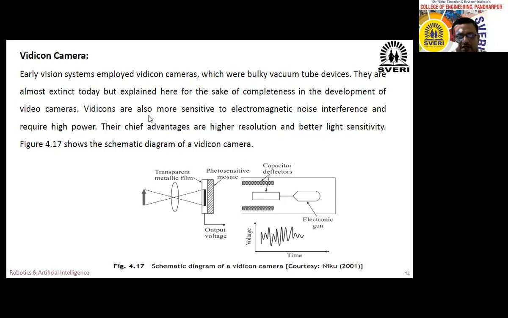Vidicons are also more sensitive to electromagnetic noise interference and require high power. Their chief advantages are higher resolution and better light sensitivity. Figure 4.17 shows the schematic diagram of a Vidicon camera.